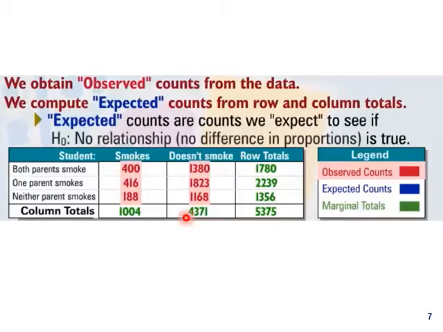So this is an example of what we got from our data. We got these values in red. These are the observed counts, and the green ones are the marginal totals. 400 plus 416 plus 188 is 1004. 1380, 1823, 1168 is 4317. Similarly, all the results are there, and this is the grand total. And the numbers in red are the observed counts.